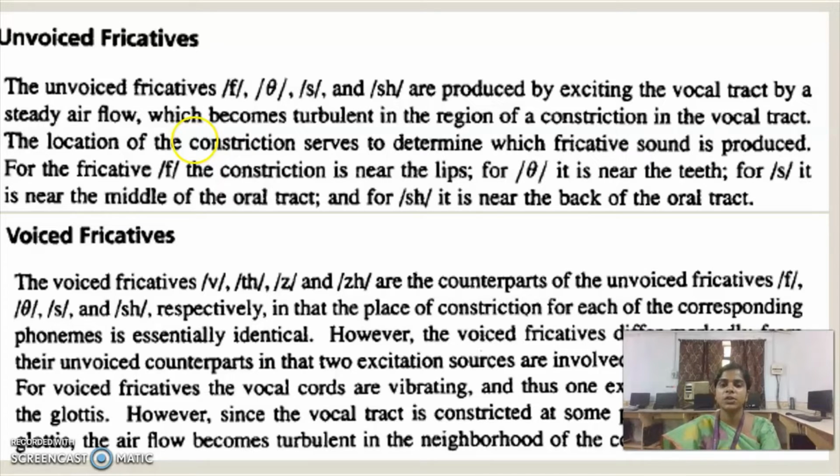Whereas the voiced fricatives are counterparts of the unvoiced fricatives. Examples being V, Z, and all of these are produced by two excitations, one at the vocal cords, and one nearby to the vocal cords. So this produces voiced fricatives. So we can see constriction at the vocal tract and some turbulence produced in the neighborhood. This produces voiced fricatives.